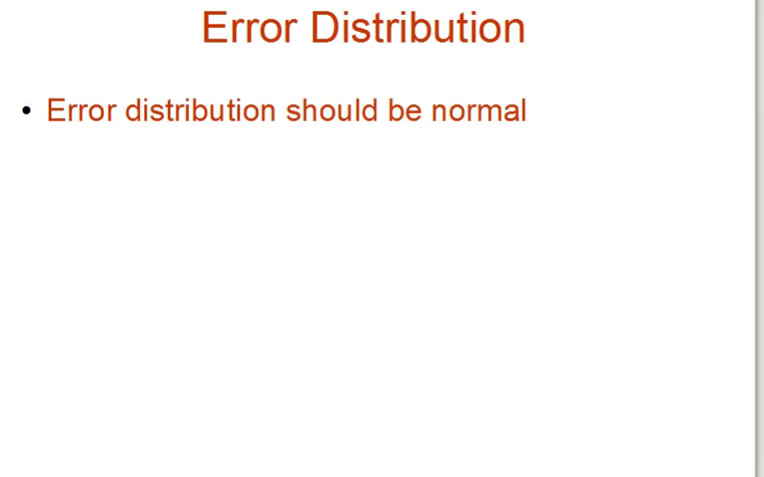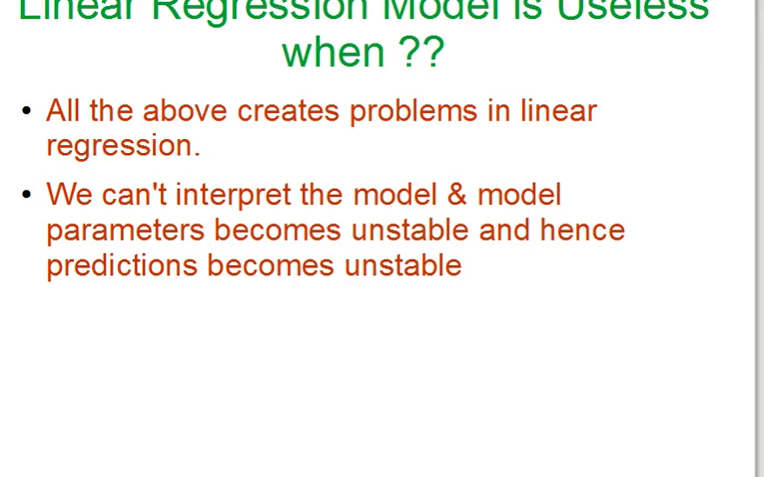And the error distribution should be normal. That means the residuals which we obtain once we fit the line to the data. We already have the actual values in the data. We have the predicted values which are the points on the line. So the difference between the actual values and the predicted values are called errors or residuals. Those residuals should have 0 mean and the standard deviation as 1. That is the error distribution normality.